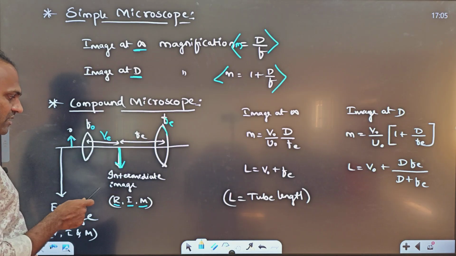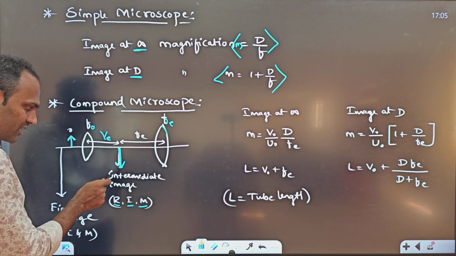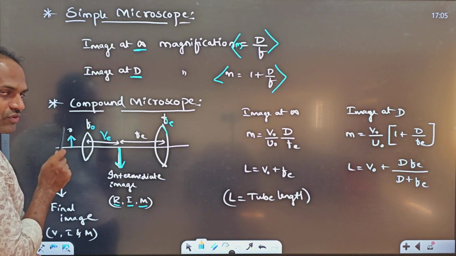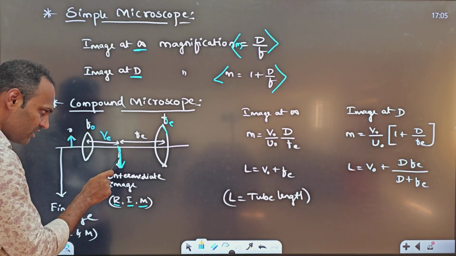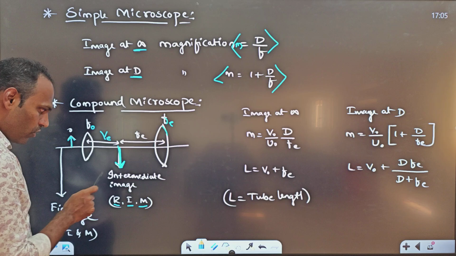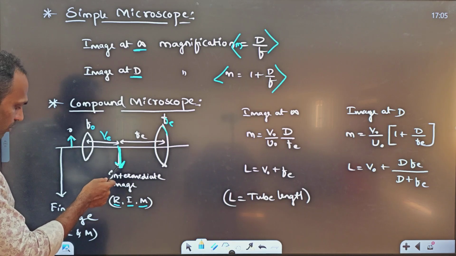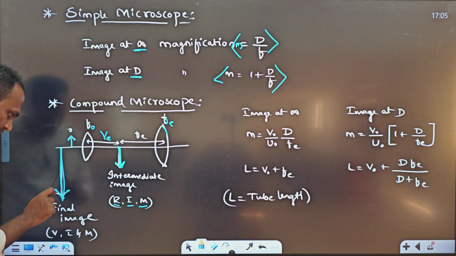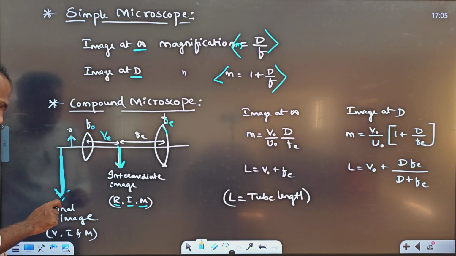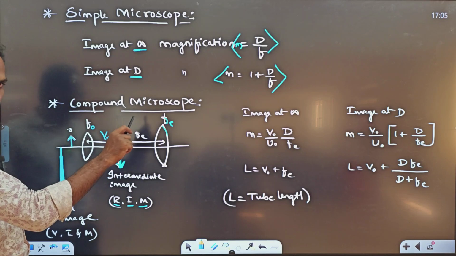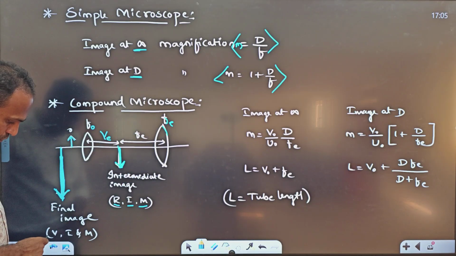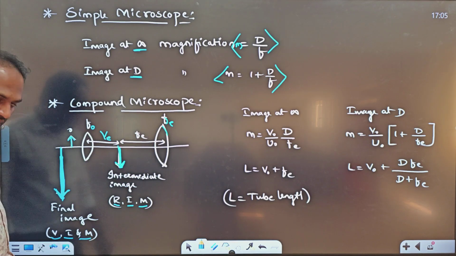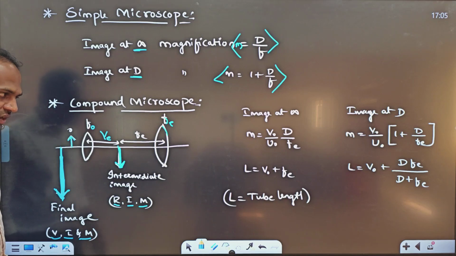Now what happens in the second lens is that this image acts like an object. For the second lens, this image formed by the first lens will act like the object, and the image of this object will get formed here. Here we get the final image. So this is the image which is visible in the eyepiece, right? This image is visible in this case. So the final image is virtual, inverted and magnified, right?